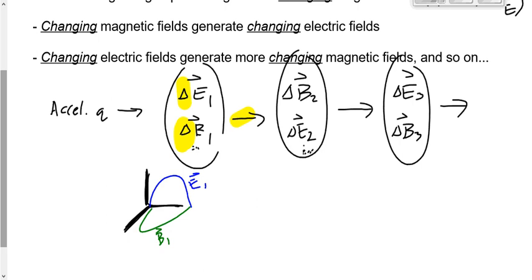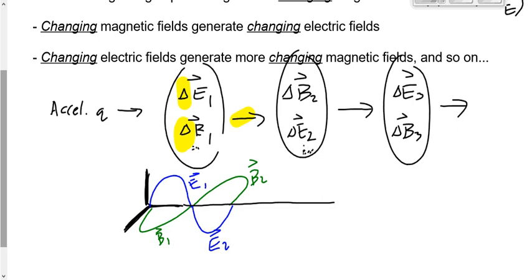Electric field number 1 is changing. So is magnetic field number 1. Electric field number 1 will generate this, magnetic field number 2. And magnetic field number 1 will generate this, electric field number 2. And so on, and so on, and so on.